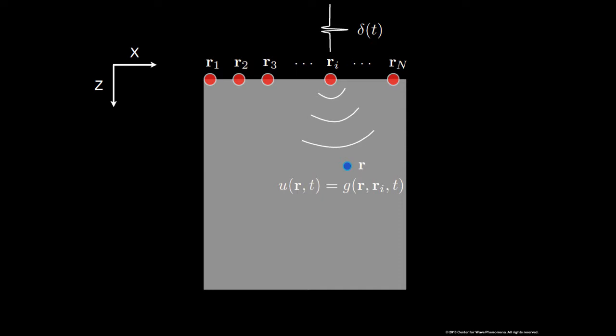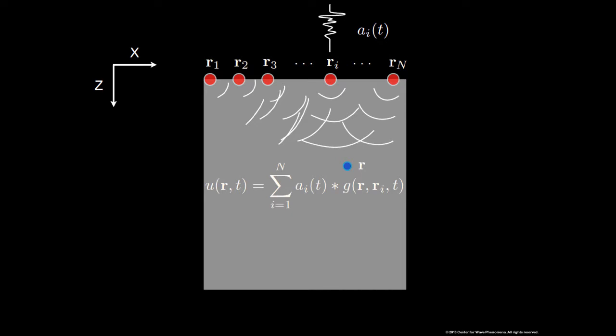If instead of a delta function, an impulse, I inject an arbitrary time series signal A, then the wave field at R would be the convolution of A, the time signal, and the Green's function. And of course, if I let each station inject its own specific and different time series, then the wave field at R would be the sum of these convolutions.